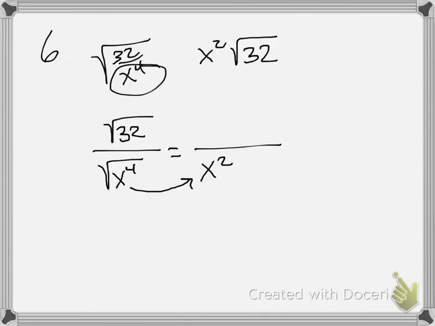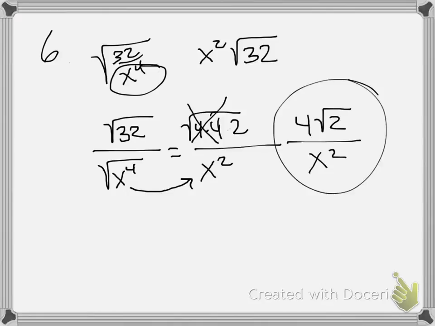Then the square root of 32 can still break down more. You can either do it in your calculator or you can do it by hand. But the square root of 32 is 4 times 4 times 2. Or you can think of it as 16 times 2. And the square root of 4 times 4 is 4. And so your final answer would look like that.